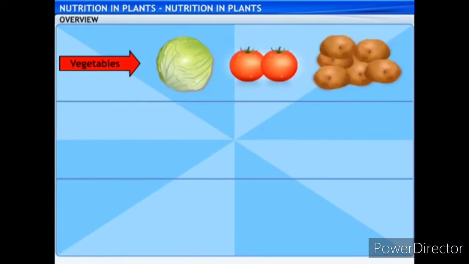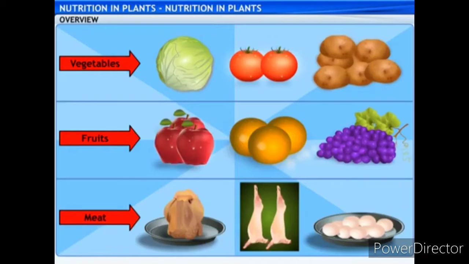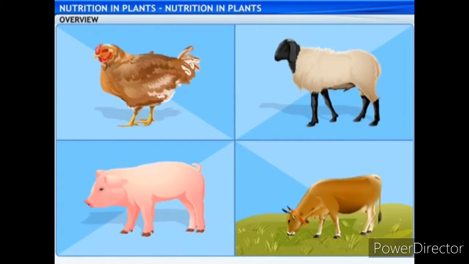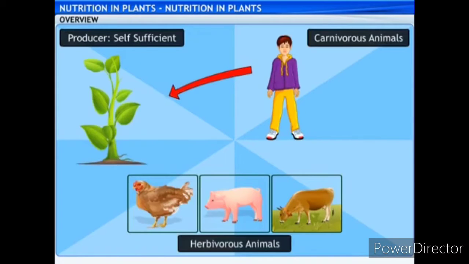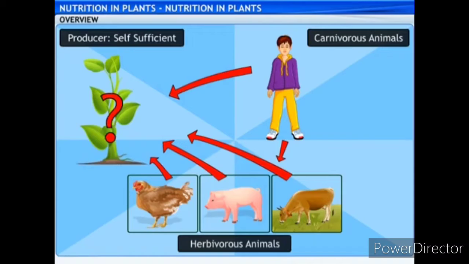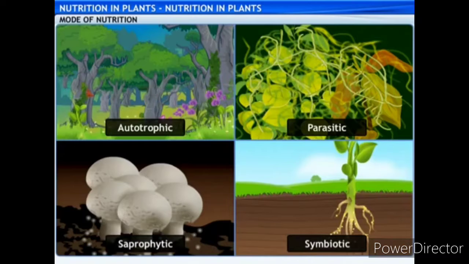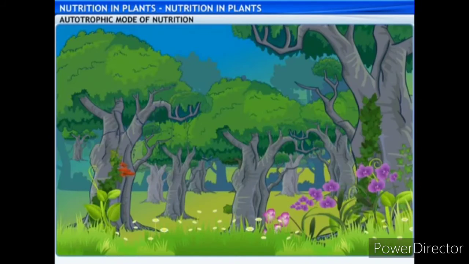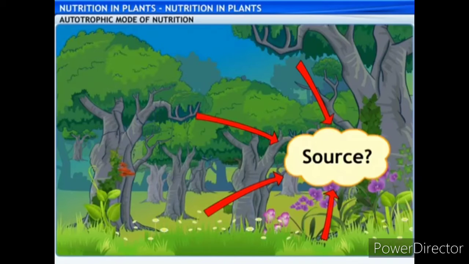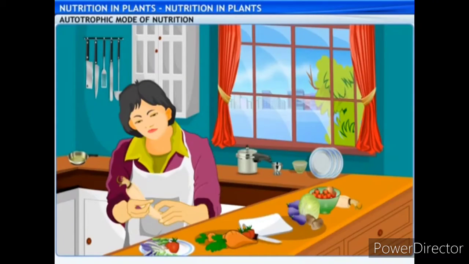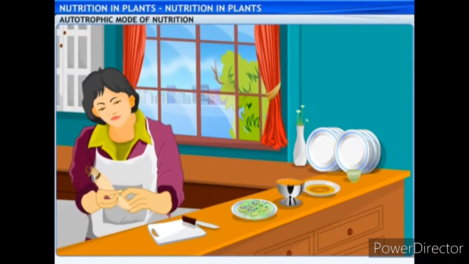Dear children, we get food from veggies, fruits and meat. The animals which we take in our daily meal are getting food materials from plants. So we are taking food directly or indirectly from plants. Plants prepare their own food. They are autotrophs. And some other plants depend on other plants.